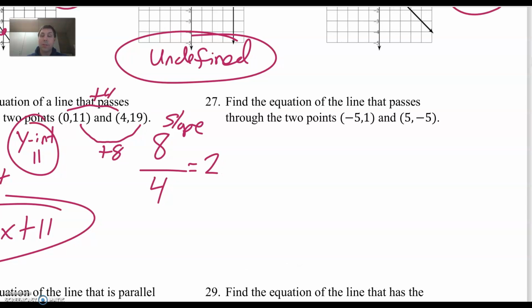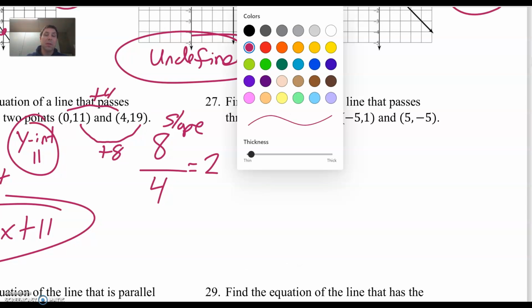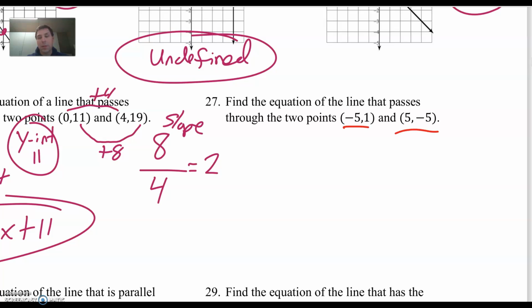Okay. 27, I want to do something similar, but notice if you look at the coordinates, there's no y-intercept given to you.